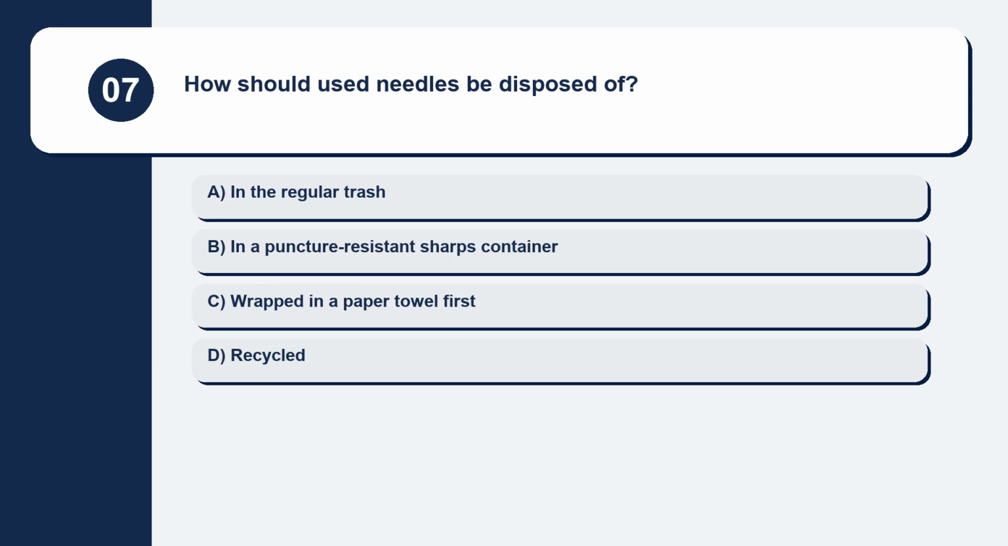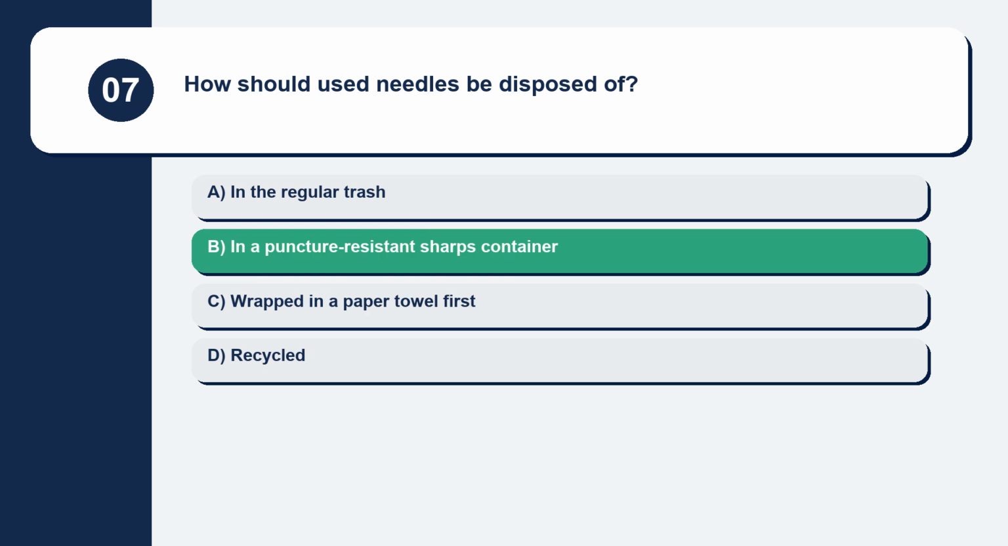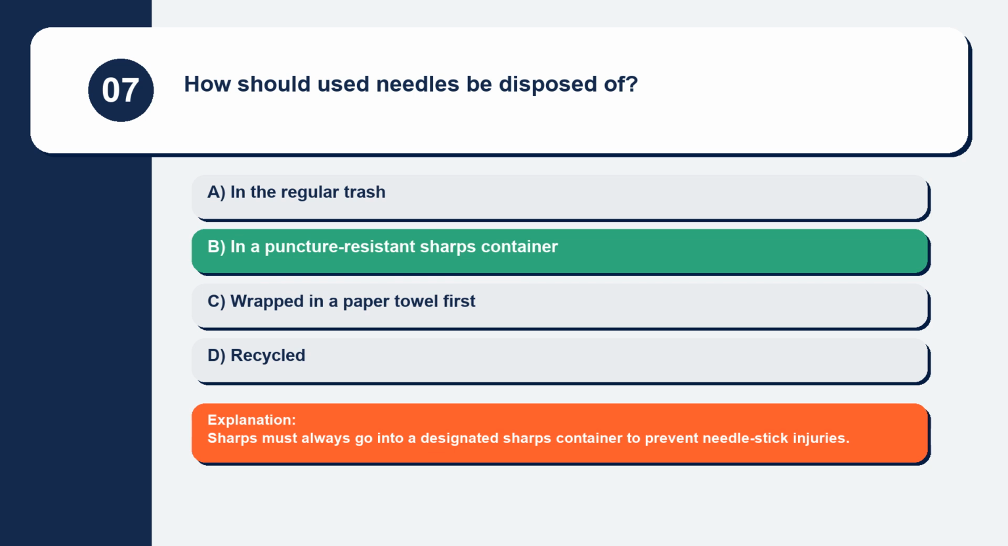Question 7. How should used needles be disposed of? In the regular trash. In a puncture-resistant sharps container. Wrapped in a paper towel first. Recycled. Sharps must always go into a designated sharps container to prevent needle stick injuries.